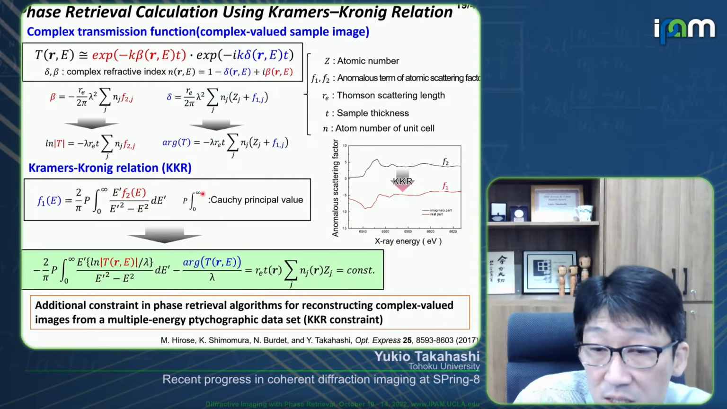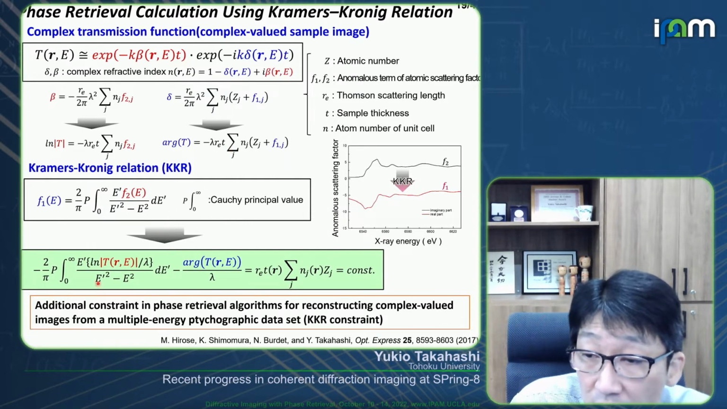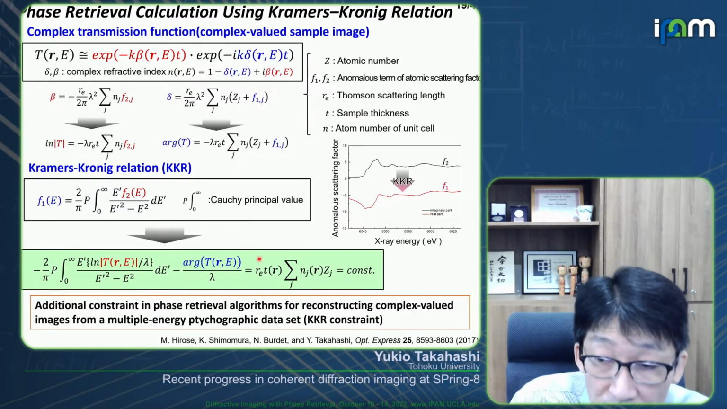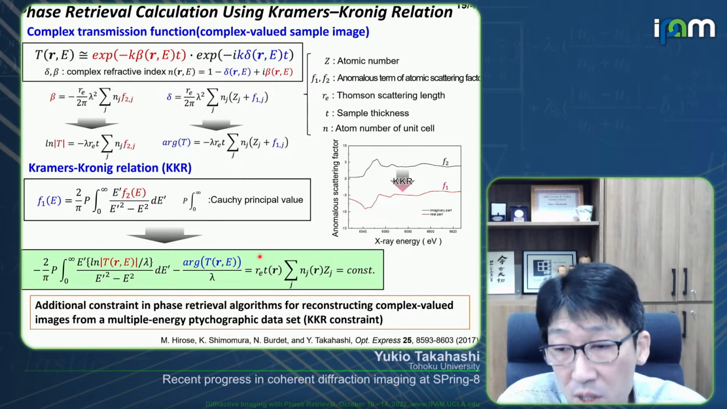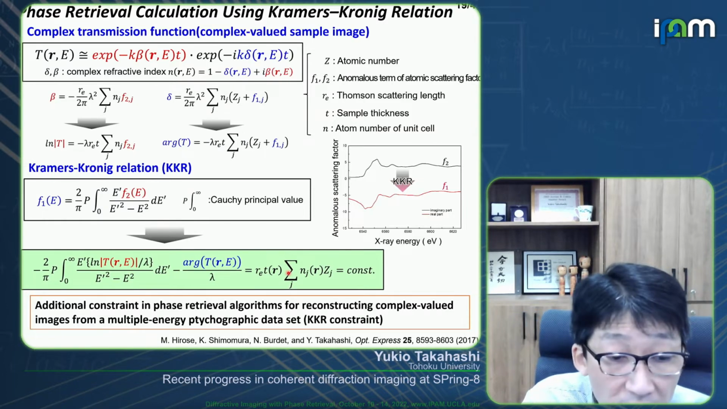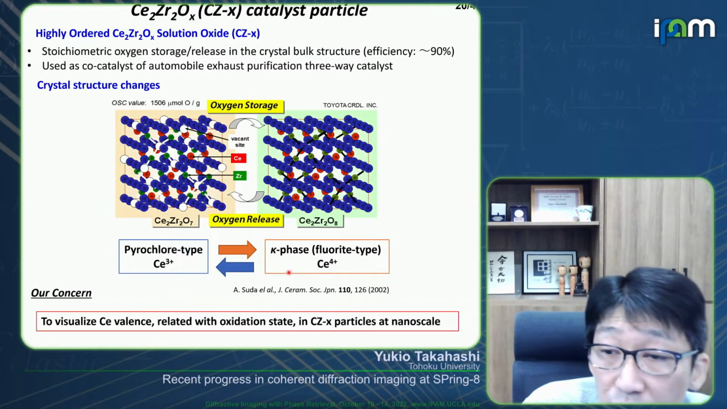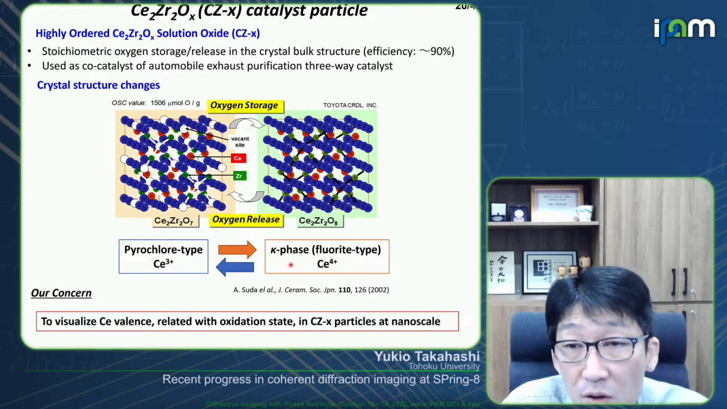So when we apply this equation to the Kramers-Kronig relation, we can derive this equation. This equation can be used as an additional constraint in the phase retrieval algorithm for reconstructing a complex-valued image from the multiple energy ptychographic diffraction data set. I call it the KKR constraint. So next, I will present some applications of X-ray spectroscopic ptychography.